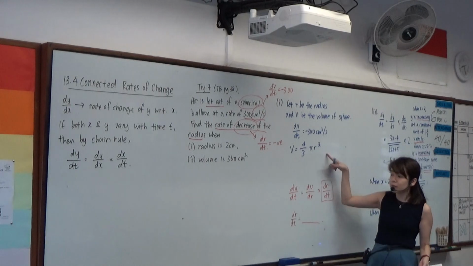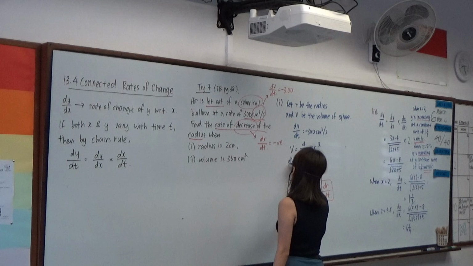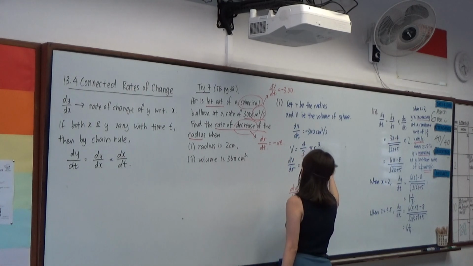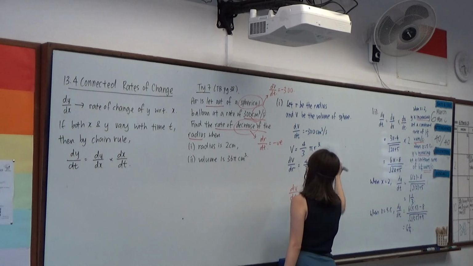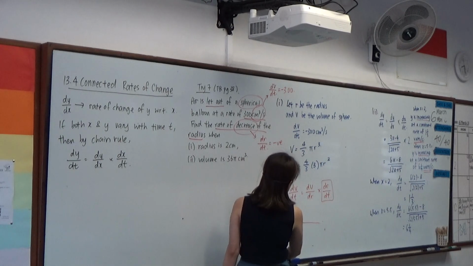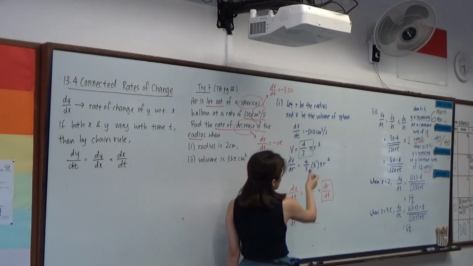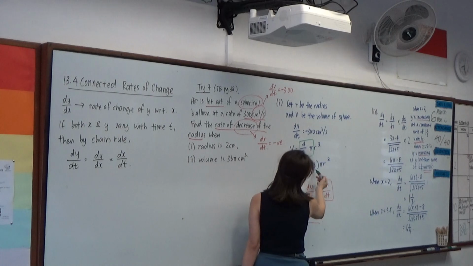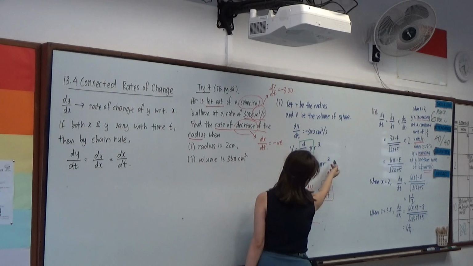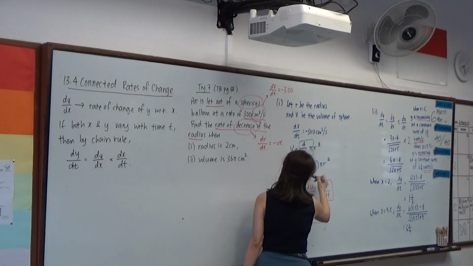I don't know whether you have other techniques of recalling, but it's a personal preference. With this formula, I can now find dV over dr. 4 over 3 pi is a constant, just a number. So we just bring down the 3 and reduce the power by 1. That gives us 4 pi r squared.